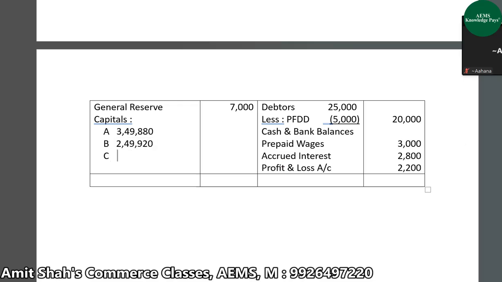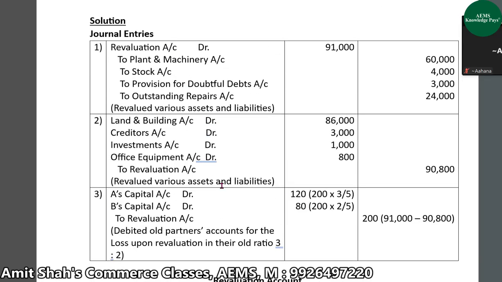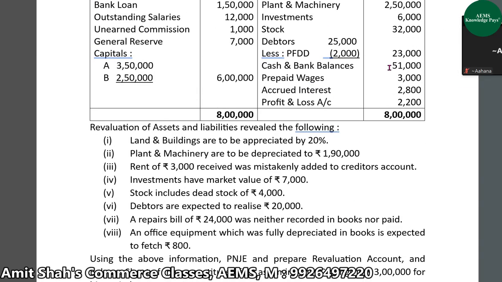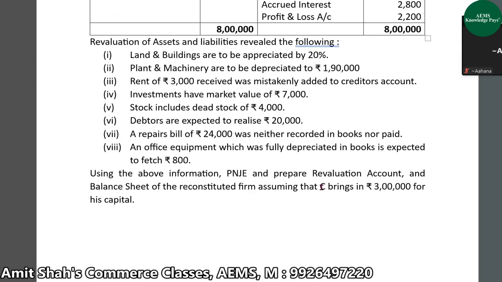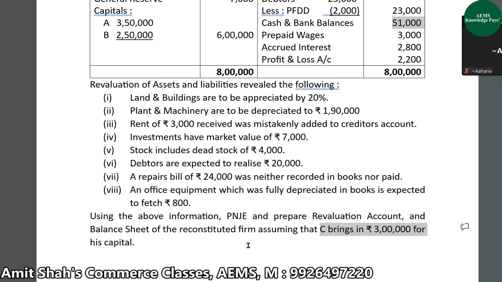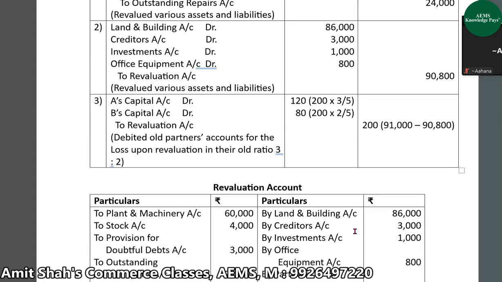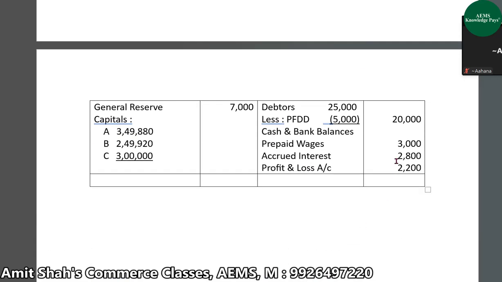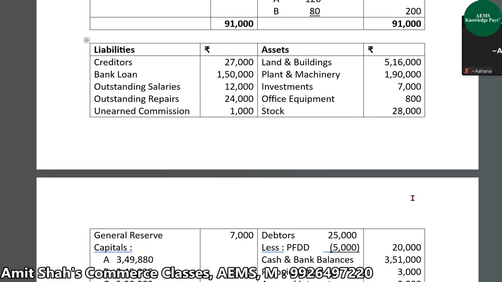We also have a new partner who has brought in capital of rupees 3 lakhs in the form of cash. It means our cash balance has also increased by 3 lakhs. Earlier the cash balance was 51,000, but C has brought in cash of rupees 3 lakhs. So now the cash balance is 3 lakh 51,000. So here we have 3,51,000. That's it. We are done with everything, guys.